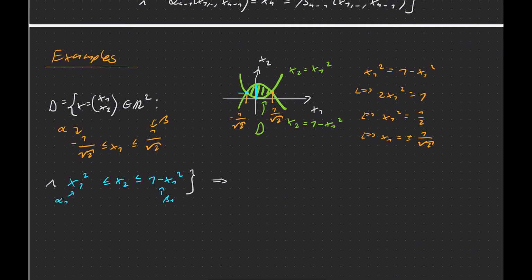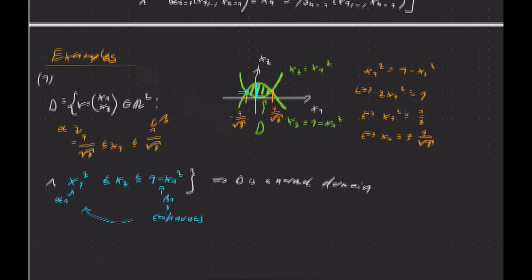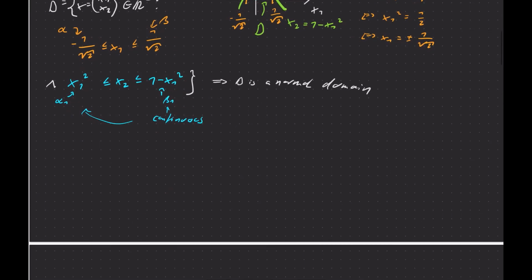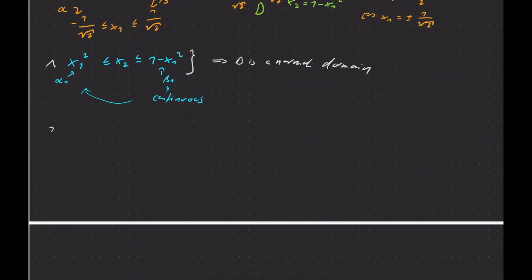So that means D is a normal domain, because those functions here, alpha 1, beta 1, those are of course continuous. Okay, so this is a normal domain. First example. Let's have a second example.